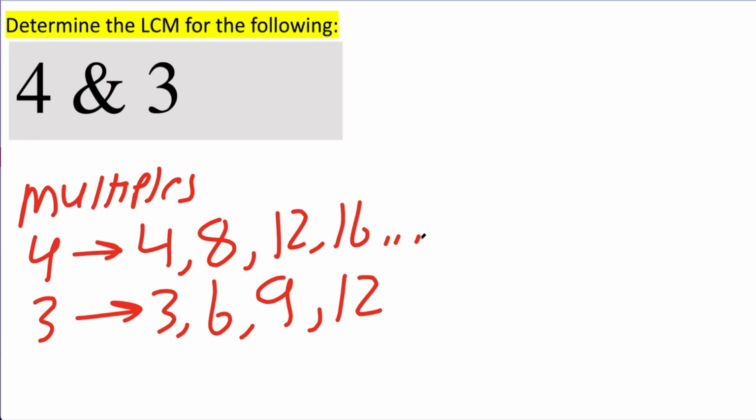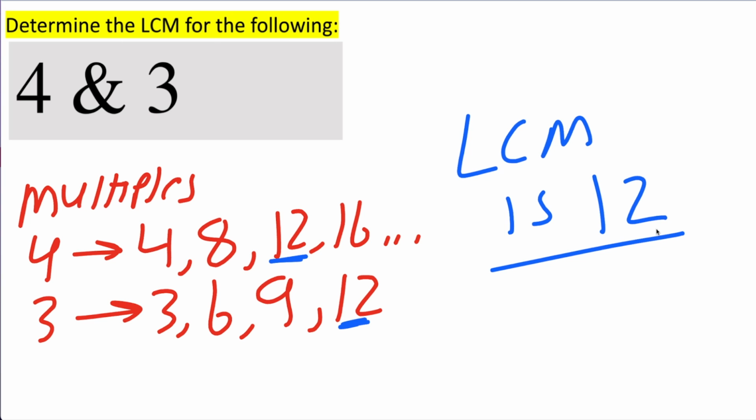And so we see in our list the smallest one was a 12, so there's no point in continuing. So the least common multiple of 4 and 3 would be 12. So we can say LCM is 12. This right here is our final answer. Okay, we'll do again 2 more problems. We'll do 2 and 5.